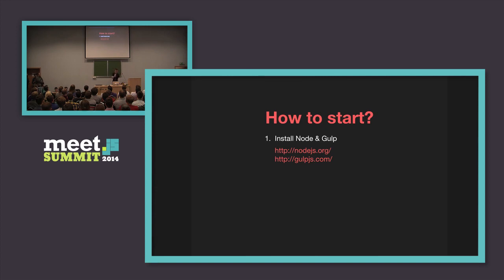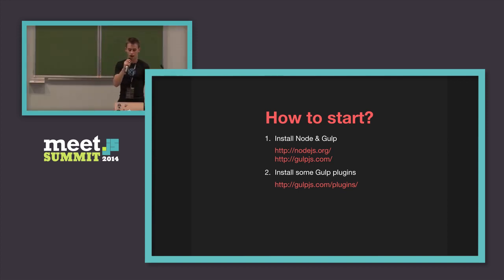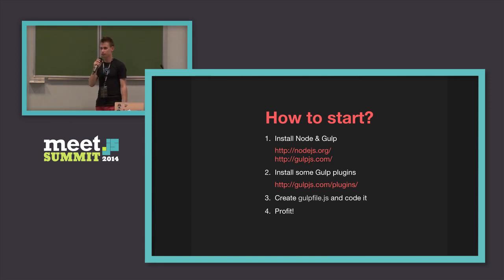And well, that's it. And how to start? Firstly, we of course need to install Node.js and Gulp. We can find it easily on those websites. It works on every system. We should install some Gulp plugins, like gulp-sass, gulp-coffee, whatever we want to use. I recommend seeing the official website for that. We create the Gulpfile, code it, and profit from using Gulp.